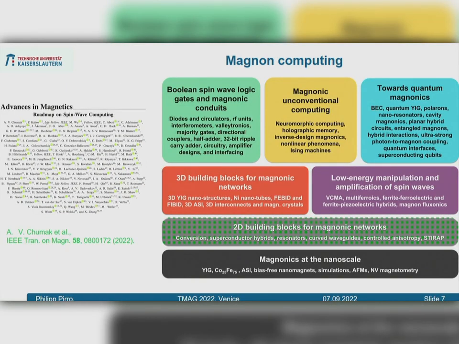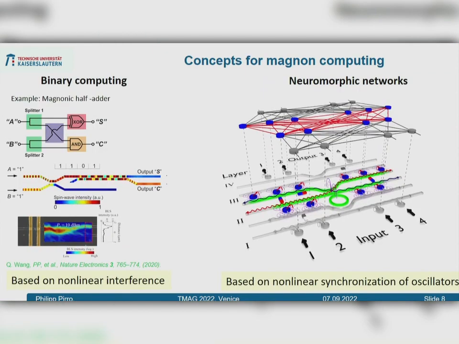There is a very nice review about magnon computing or spin wave computing here. You see there are a lot of different topics under discussion, which I do not want to address all today, because then I would have no time to present our work. So I would just like to pick from this big picture two systems which we are interested in. For a long time it was always binary computing. For example, we have created this magnonic half adder, which is simply based on nonlinear interference of spin waves.